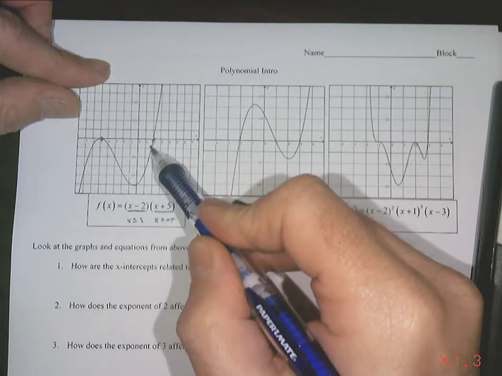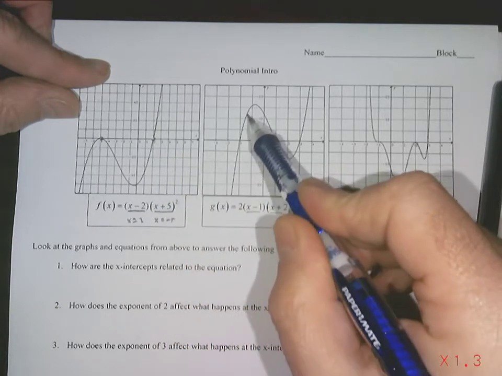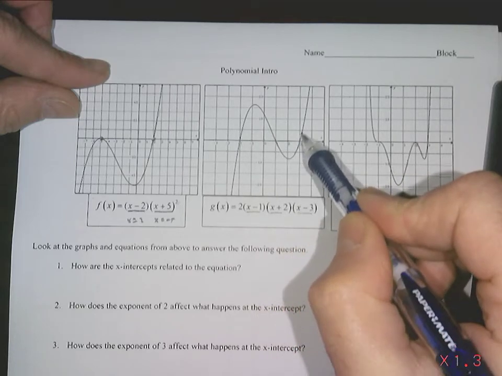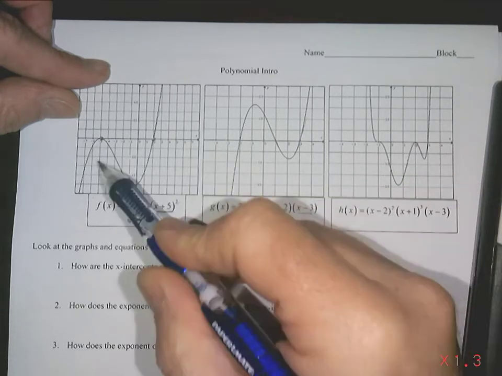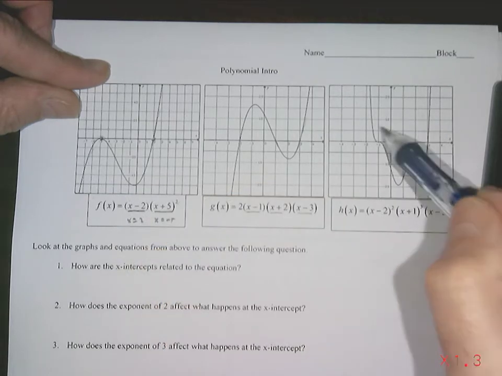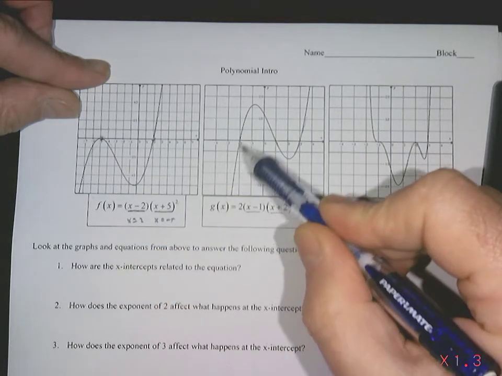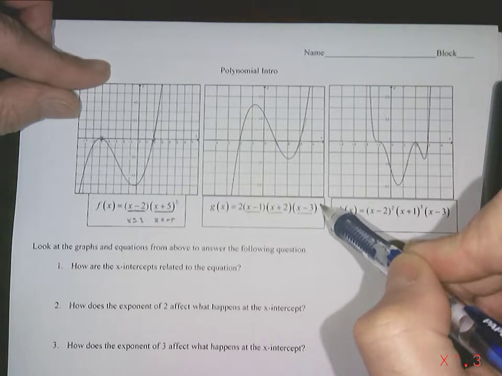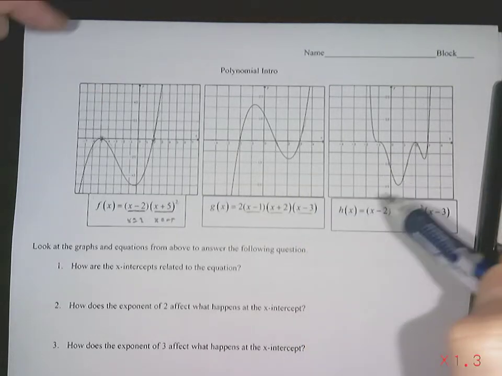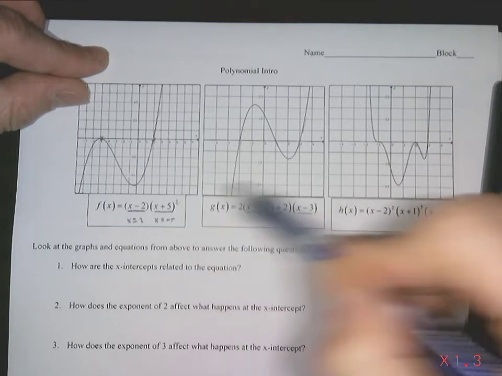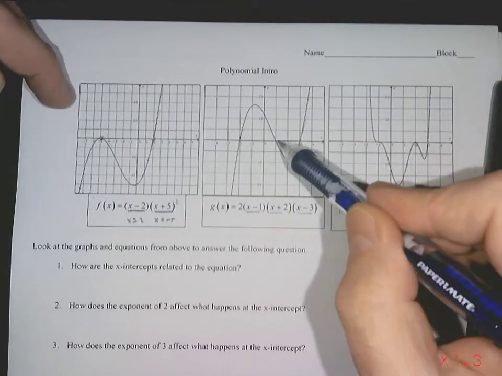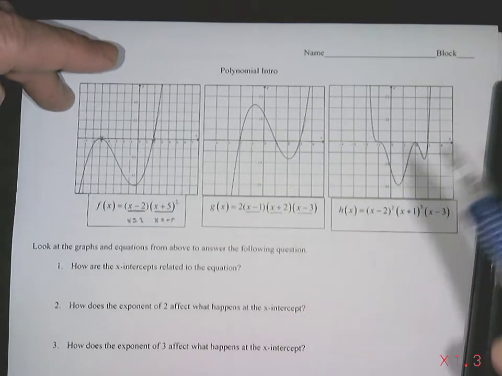Well, the graph's just going straight through it. Look at all of these on this middle one. They're all going straight through the x-intercept. Nothing happening. There's no parabola being formed. There's no cubic being formed. So when it goes straight through, the exponent is a 1. So those are the three things we're going to do in this class. It's either going to be a 1 or a 2 or a 3. And those are the three different shapes that happen at that x-intercept, which is kind of cool.